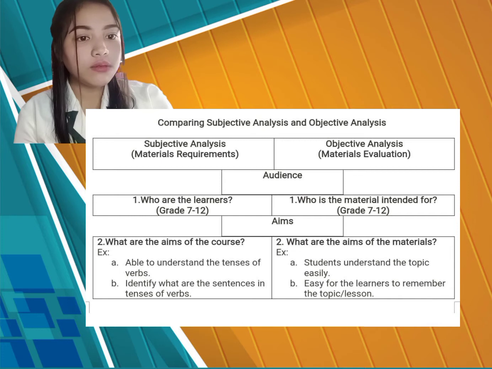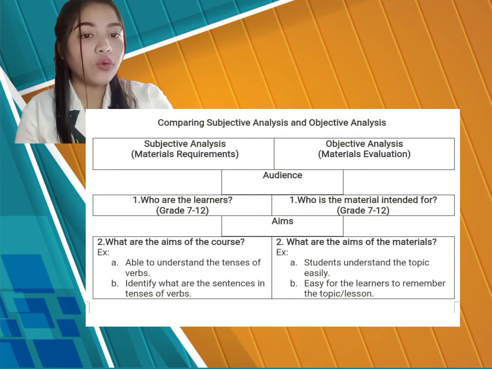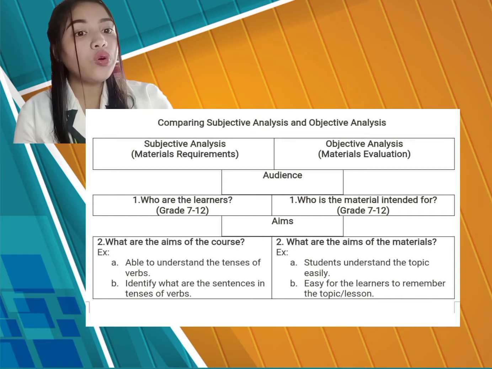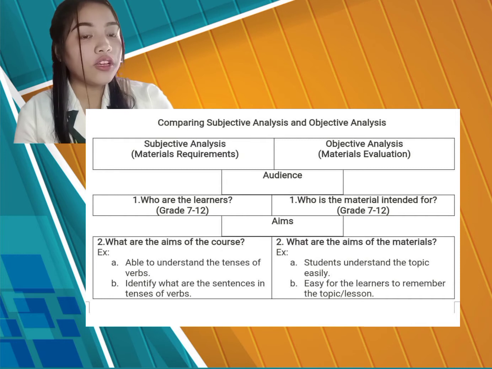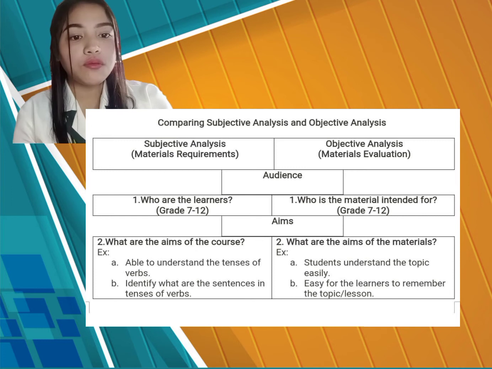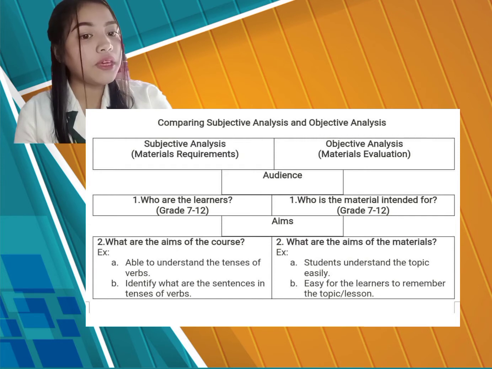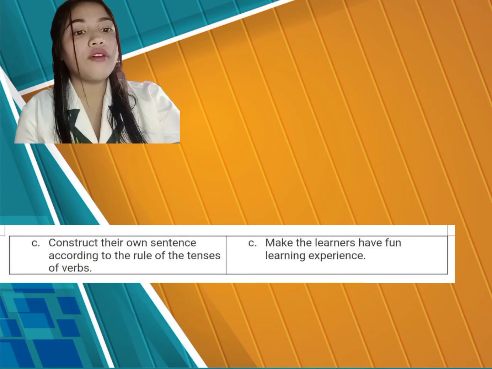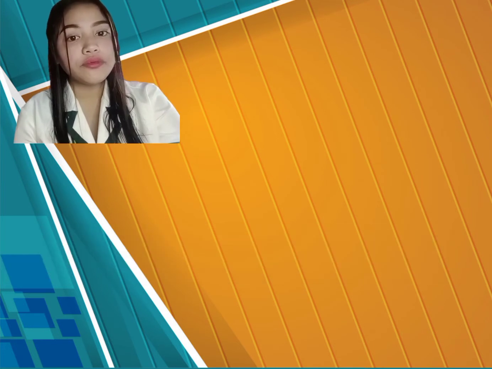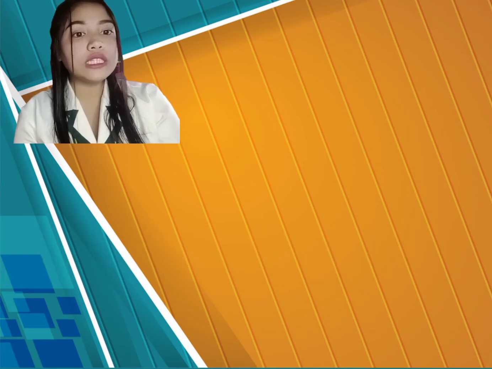While in objective analysis, or materials evaluation, the audience is who the material is intended for, which is grade 7 to 12. What are the aims of the material? Students understand the topic easily, it is easy for the learners to remember the topic or the lesson, and the material makes the learners have a fun learning experience. In the content of the two analyses, there are more questions and requirements needed.